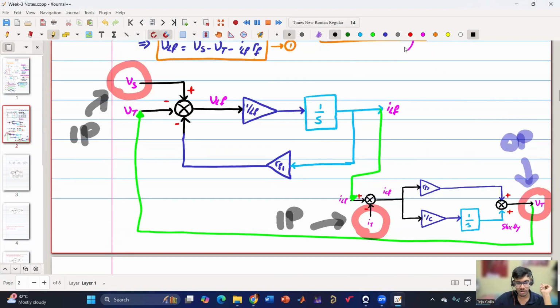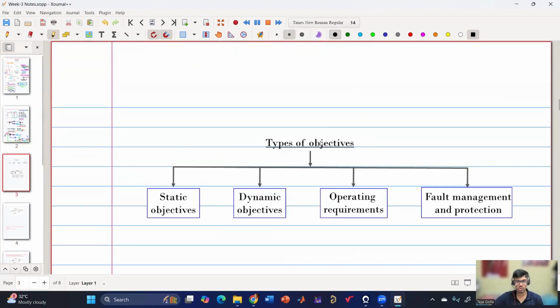So this completes our topic on dependent as well as independent voltage sources. Now we'll move on to what are the control objectives. So the meeting will end within a minute.